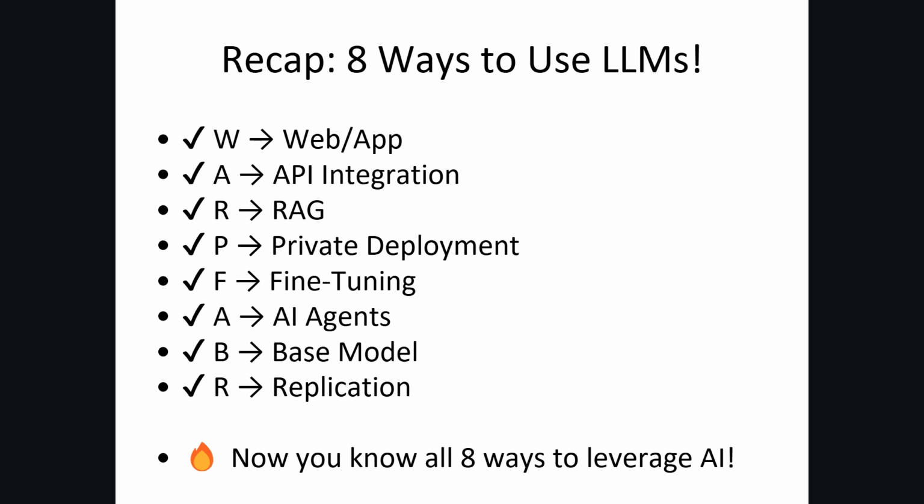Then base models. Before you fine-tune an AI, it starts as a pre-trained base model. Examples: GPT-4, Meta's Llama. It's like an AI brain before knowledge. Replication: instead of training from scratch, you simply download, like Hugging Face and open source AIs. Now you know all 8 ways to leverage AI.